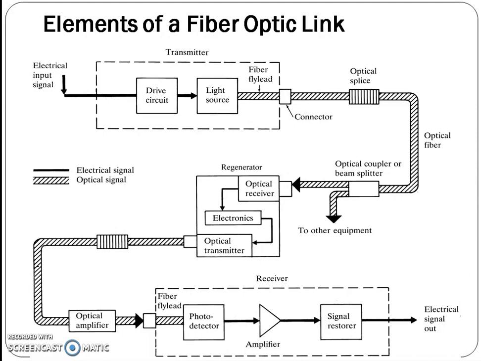Then comes the elements of fiber optic link. A simple point-to-point fiber optic link consists of transmitter, which includes a drive circuit and light source, which is either light emitting diode or laser diode. Then we have optical fiber to carry optical signal. Then we have regenerators or repeaters. Generally, regenerators have double conversion, first to convert optical signal to electrical signal, and then again converting electrical signal to optical signal. Then we have fiber to carry optical signal. Then at the end we have receiver, which is used to convert optical signal into electrical signal by using photodetector, amplifier, and signal restorer circuits.